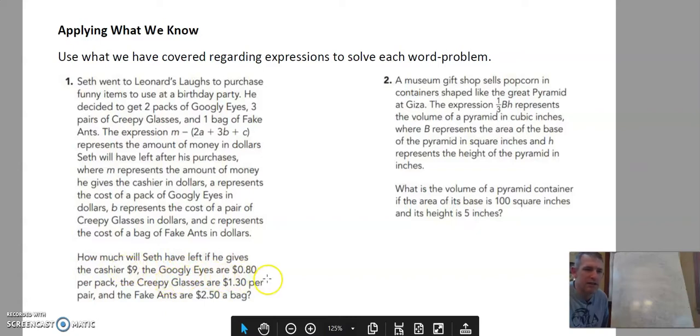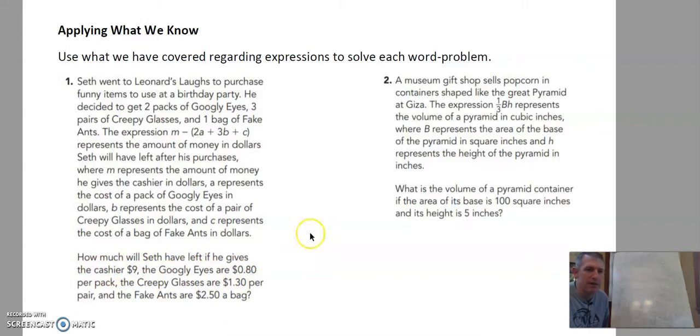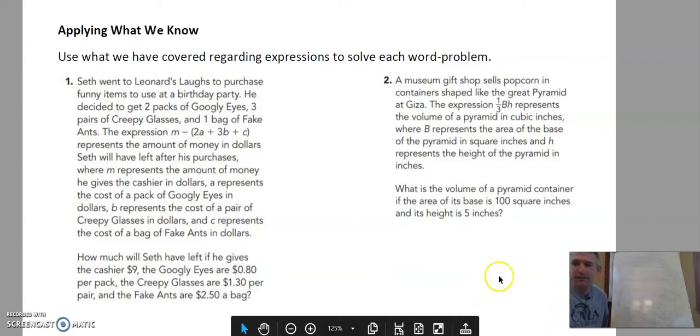The googly eyes are 80 cents per pack. The creepy glasses are $1.30 per pair. And the fake ants are $2.50 a bag. Alright, well, let's get to work on this.